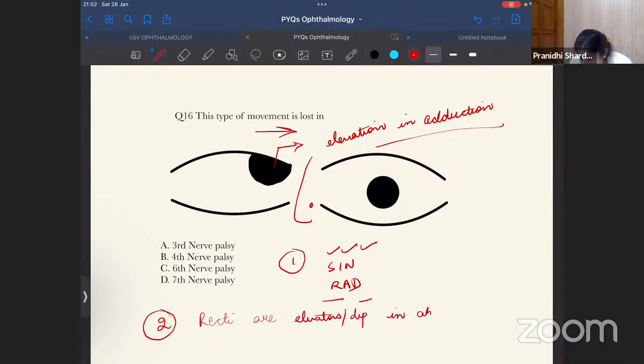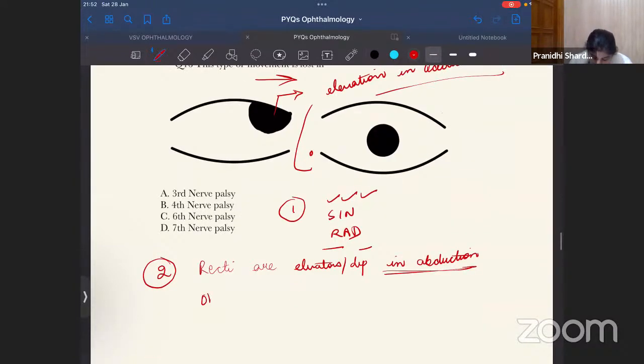In abduction, the function of elevation and depression is maximum for the recti, while the obliques show their maximum elevation and depression in adduction position. So the strongest elevators and depressors in adduction are obliques, and the powerful elevators or depressors in abduction position are recti. So these are the main two mantras.